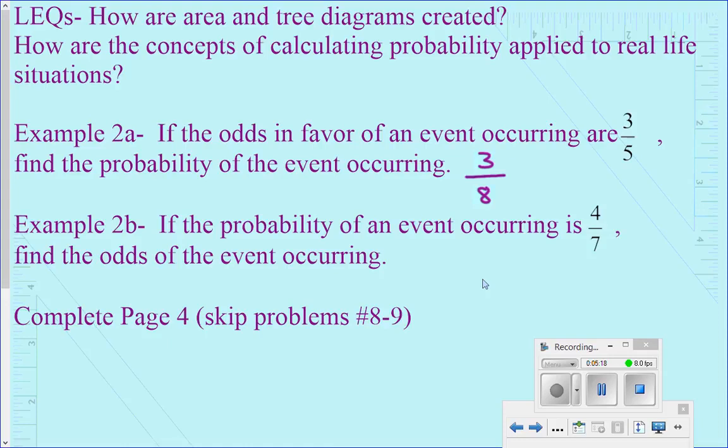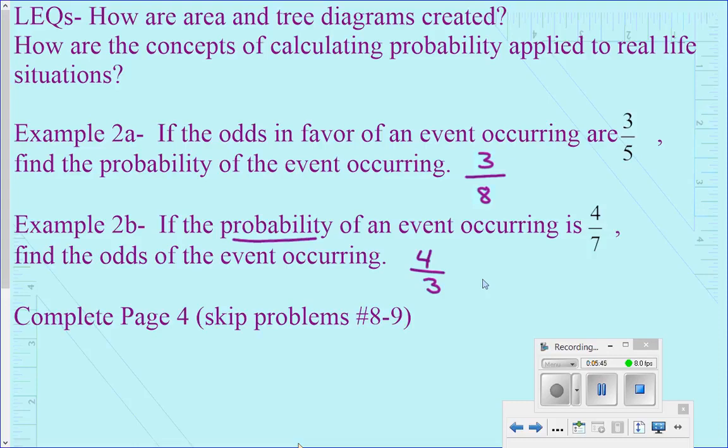And that's my probability. Okay, so then example 2b is kind of the opposite here. This time I'm giving you the probability, which involves the total and the number of times it occurs, and I want the odds, which is the number of times it occurs and the number of times it doesn't. So 4 stays the numerator, and then I want the number of times it doesn't occur. So 7 minus 4 is 3. 4/3 are the odds when the probability is 4/7.